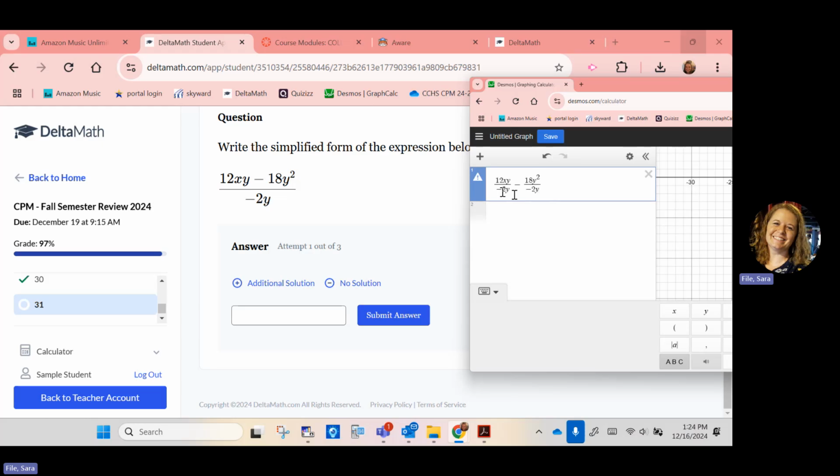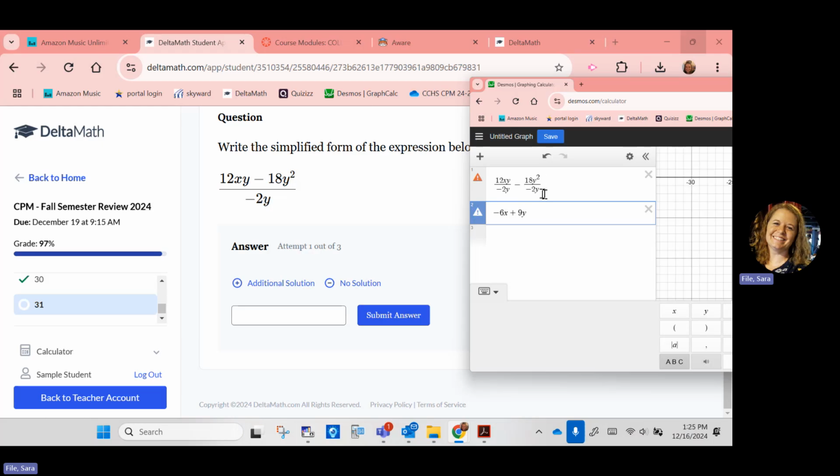So the 12 divided by negative 2 is negative 6. And there is no x in the denominator, so that x from the numerator just stays. And then the y divided by y reduces, so there's no y left. So now on to the second term, we've got a negative divided by a negative. So that's going to become a positive. And then 18 divided by 2 is 9. And then y squared divided by y is just y.